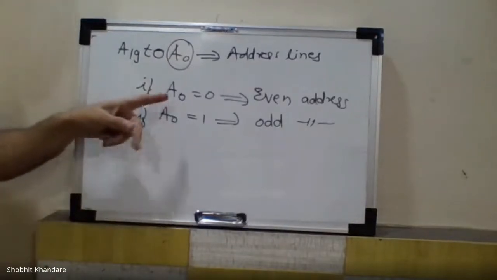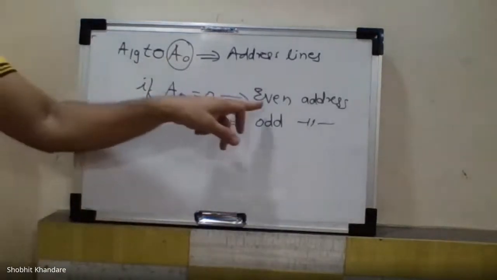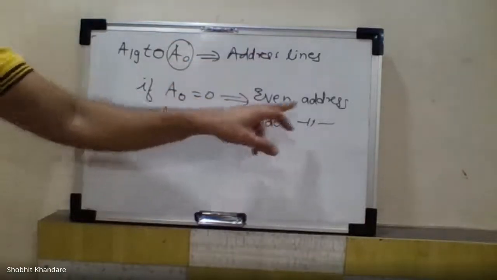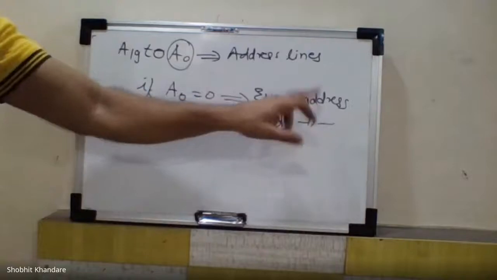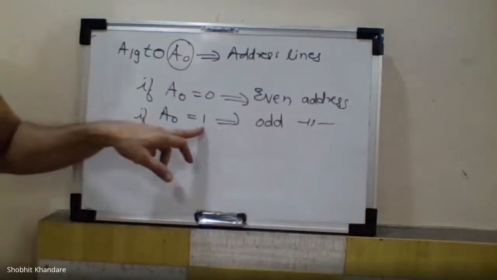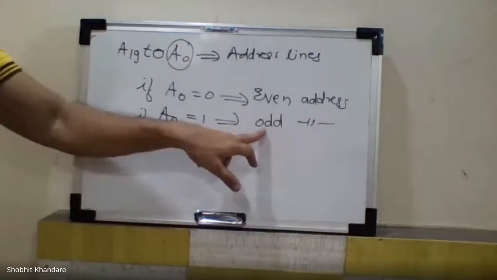If A0 is 0, then we are selecting even addresses, or you can say even bank, and if A0 is equal to 1, then we are selecting odd addresses.